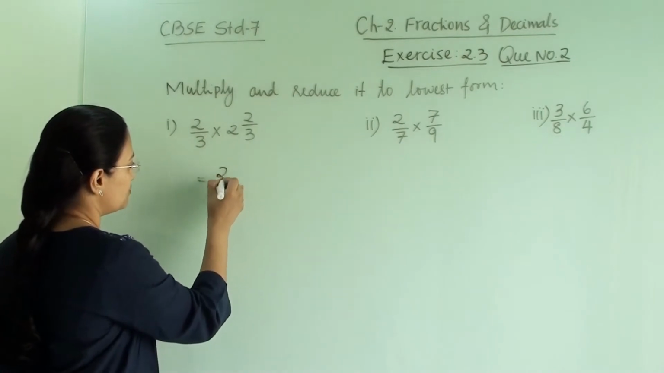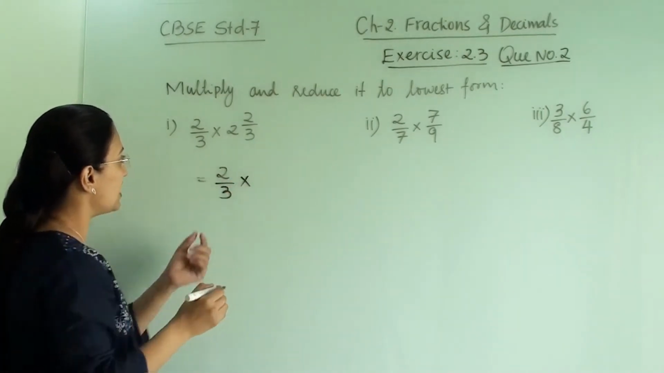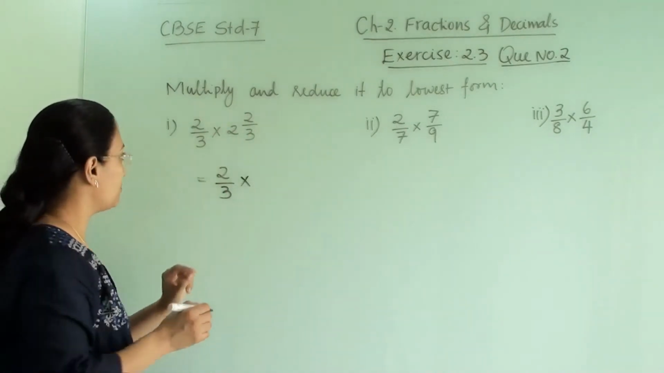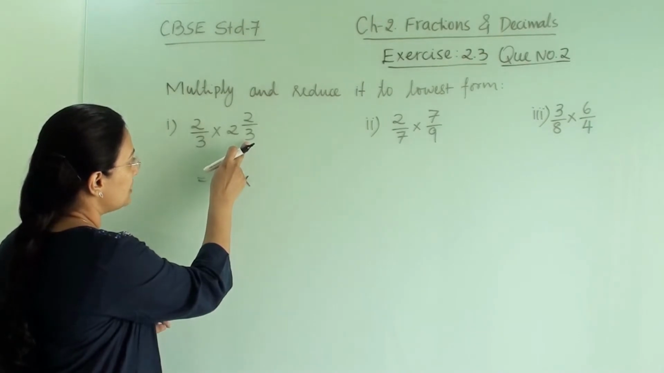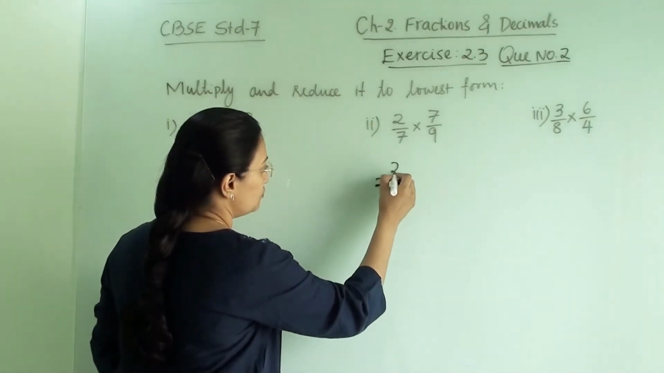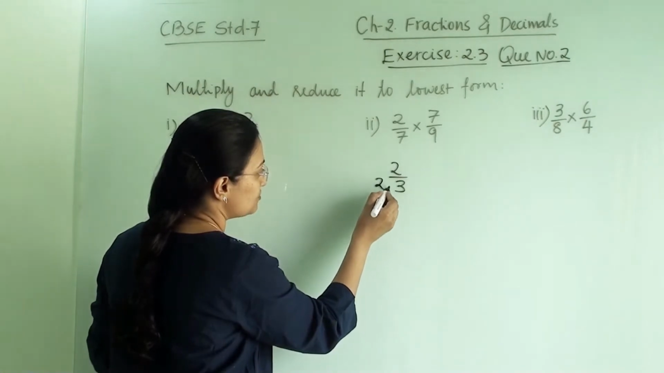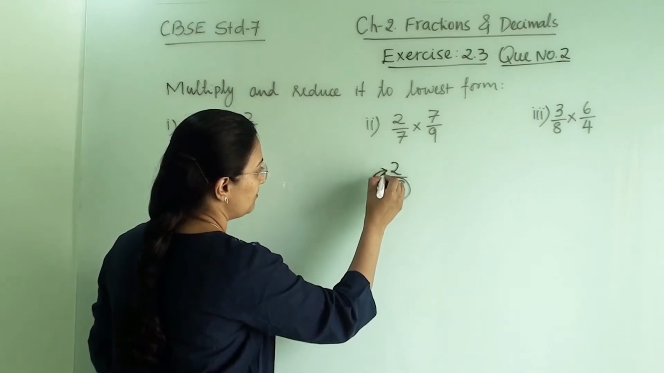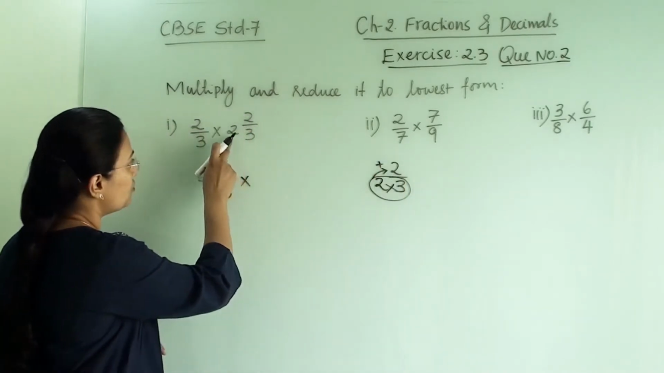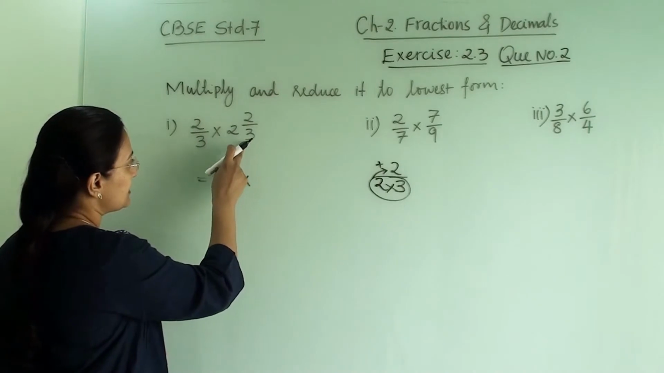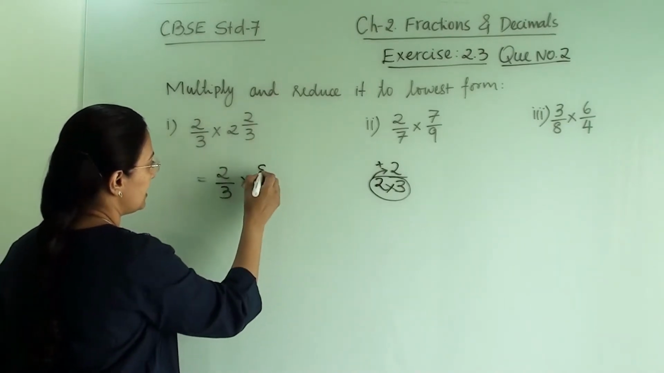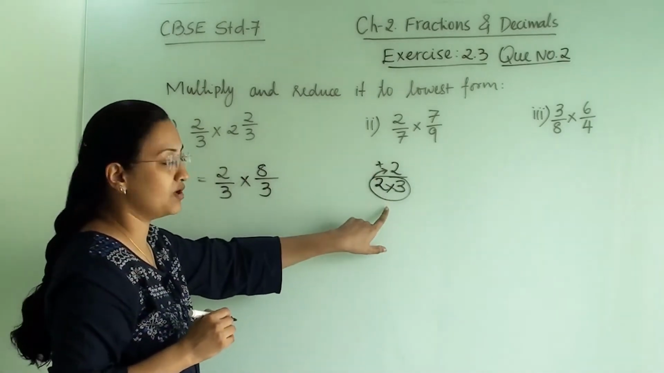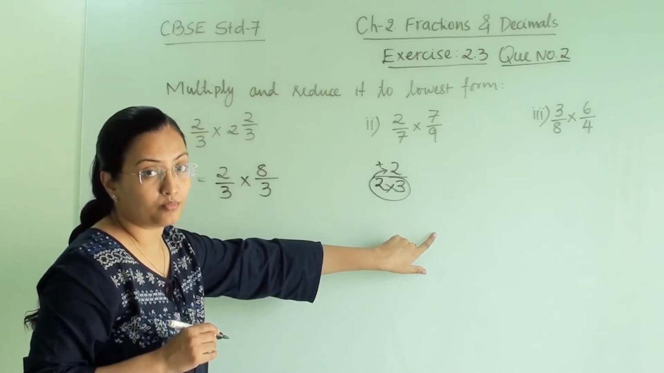So first I am going to write 2 by 3. Then this we have to convert. This is a mixed fraction and we have to convert it to an improper fraction. So we multiply 2 into 3, and in this multiplication we add the 2. So 2 into 3 is 6, 6 plus 2 is 8, and the denominator will remain the denominator. That is how we convert this into an improper fraction.